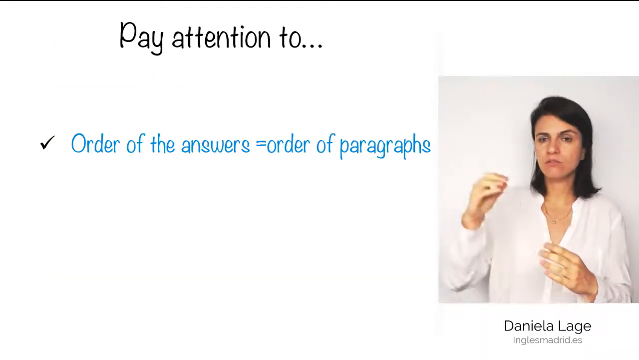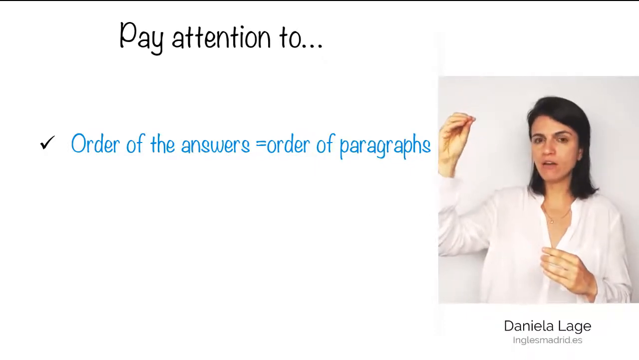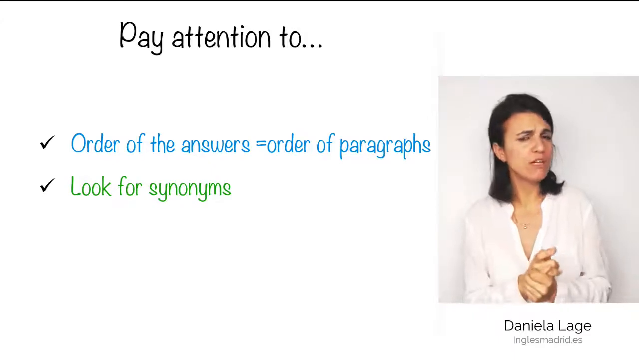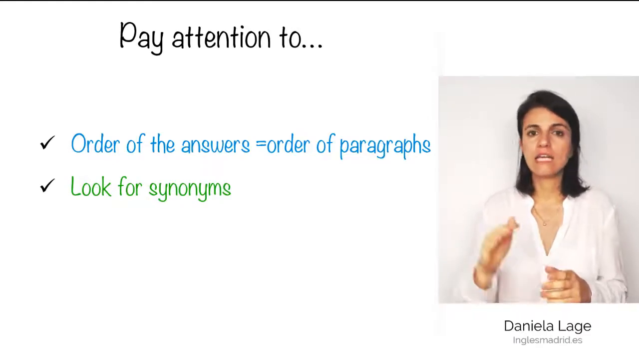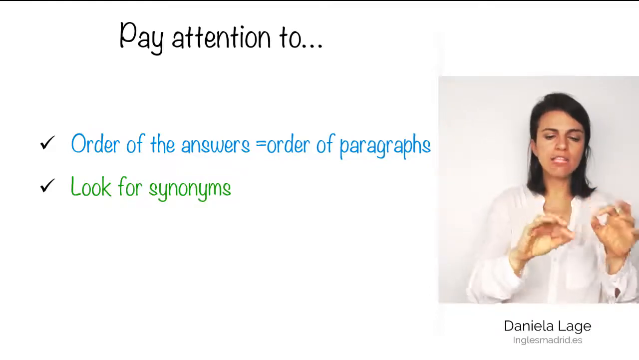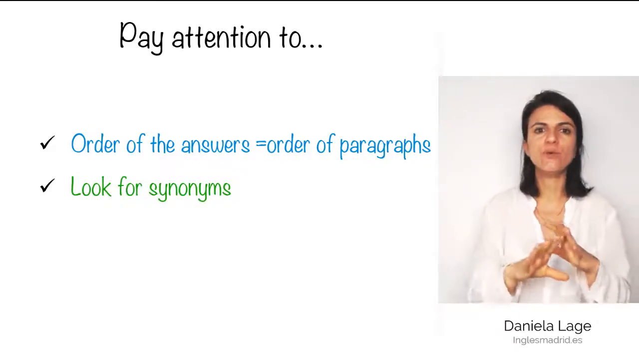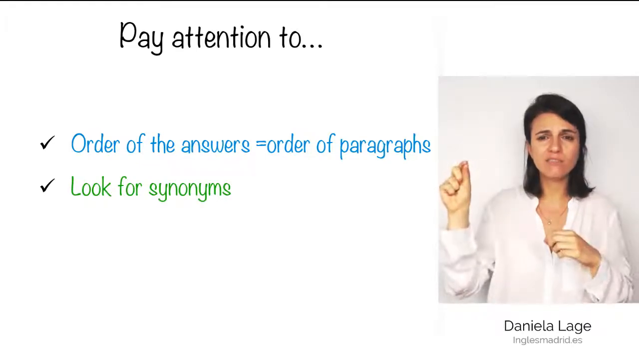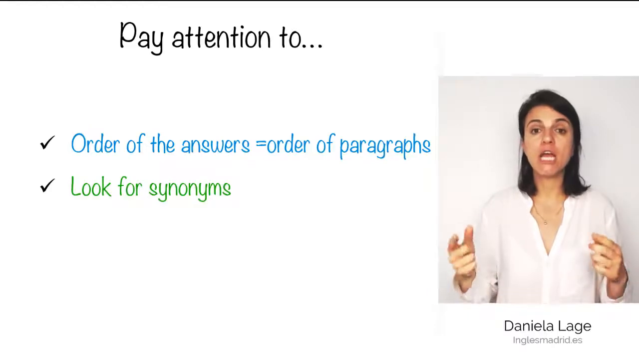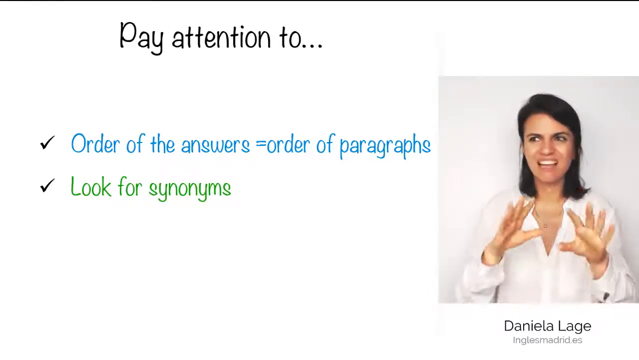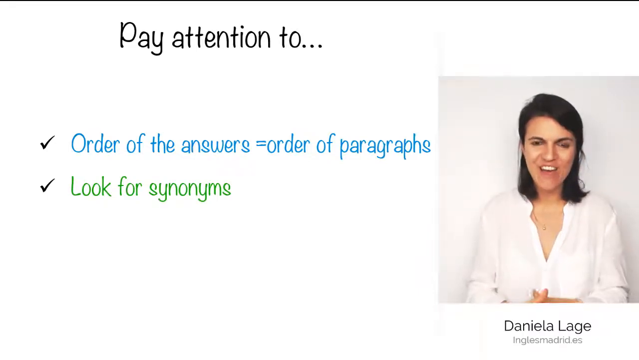My recommendation to do this exercise is to pay attention to something. As I told you, the order of the paragraphs is giving you the order of the answers. Then we have to look for synonyms. Look, if they give you a word in the option and you say, oh, I have it here in the text, this is the answer. No. Probably that's not the answer. If you have the same word, probably it's not the answer. So we have to look for synonyms. They give us synonyms. Essential for this part of the exam.